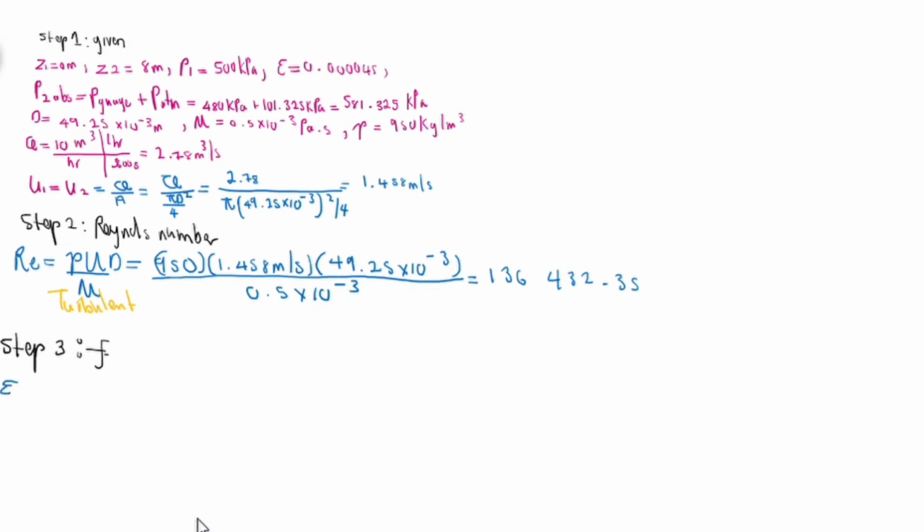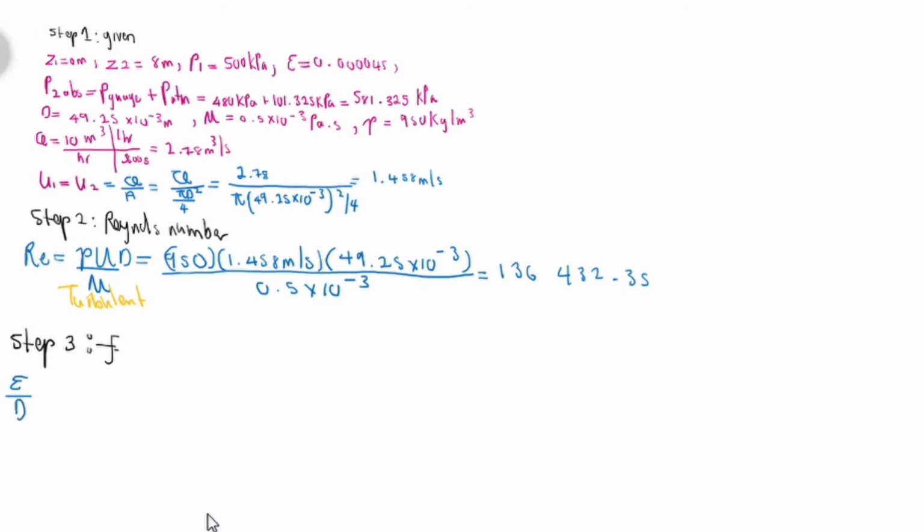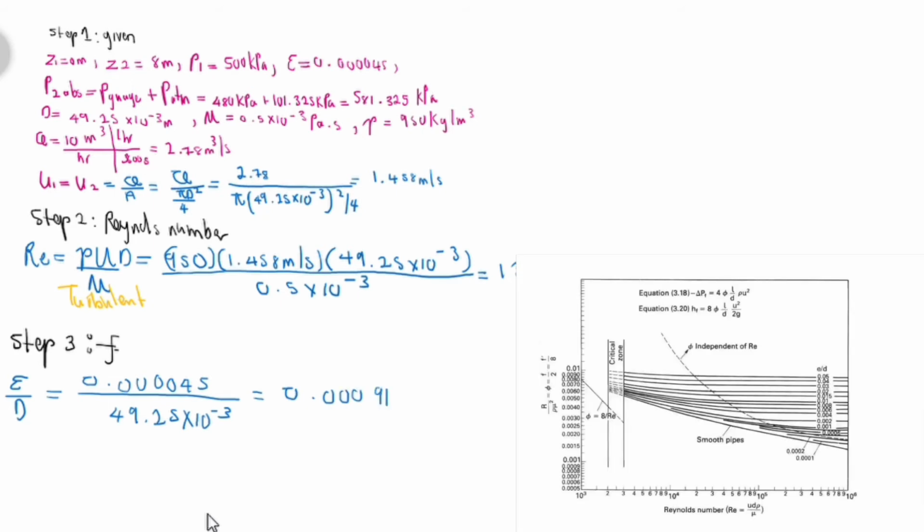Step 3, in order to determine the friction factor, we have to take into account the relative roughness over diameter ratio. We are given this as 0.000045 over 49.25 times 10 to the power of -3. This should give you 0.00091. If you use the Colebrook chart, at this relative roughness ratio of 0.00091 and the Reynolds number, you should get a roughly estimated friction factor of 0.028.